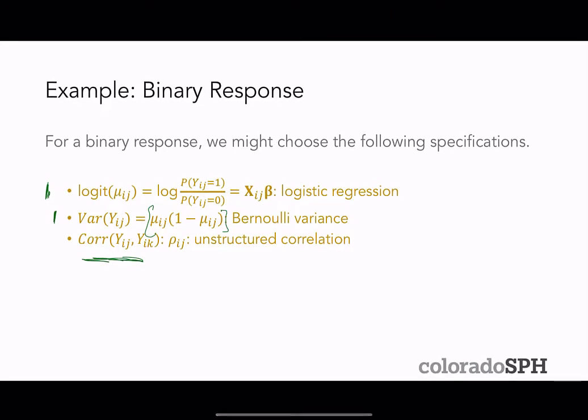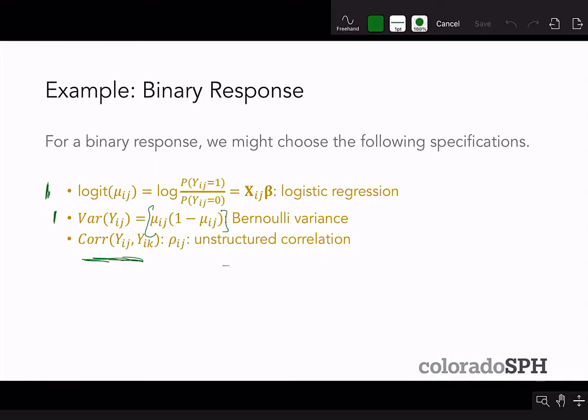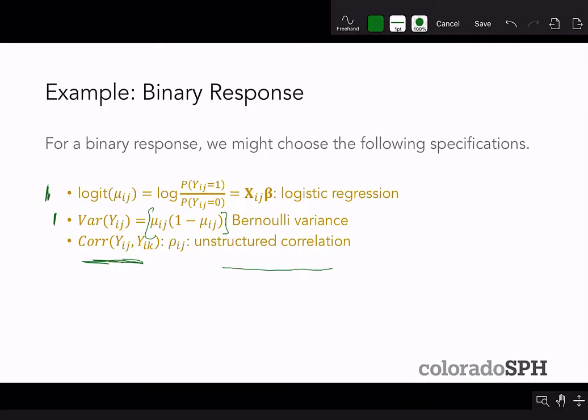And unstructured correlation means that you have a different correlation at every single combination of time points. This is the correlation structure that estimates the most correlation parameters. However, in practice, this is not used very often, even though it's the most flexible, because it can take a lot of data and computation time to actually estimate unstructured correlation.